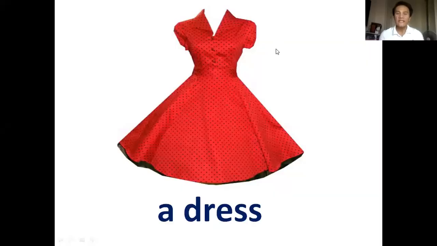So for today's activity, I will give you a worksheet, so you will be answering the worksheet. Before we proceed with our worksheet, we will review our lesson for today first. We will review our vocabulary words. Okay, first is a dress. Do you see the picture? It's a dress. Okay, next.